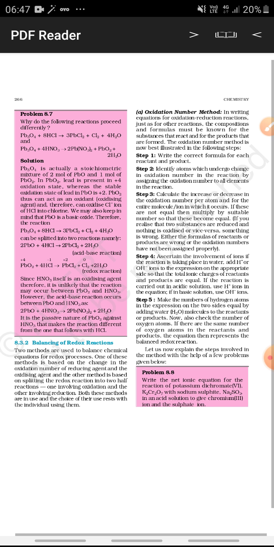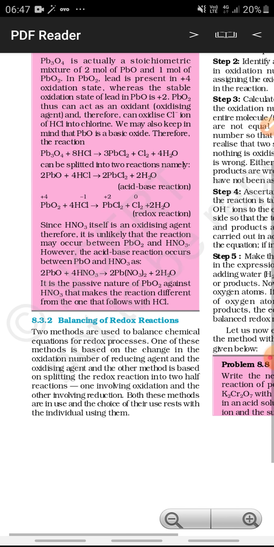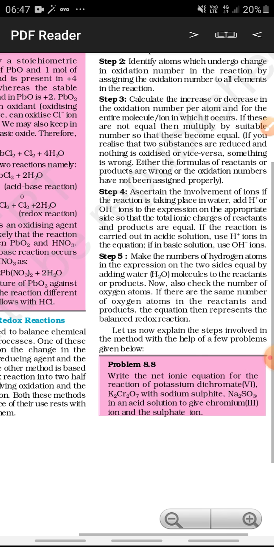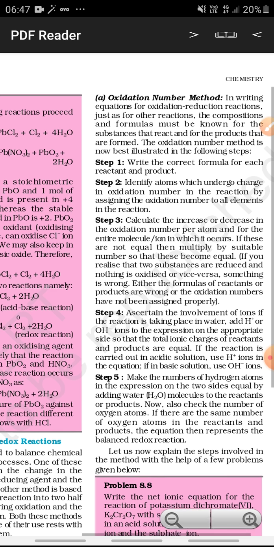Now the redox reaction balancing can be done by two different methods. One method is based on the change in oxidation number of the reducing agent and oxidizing agent, and the other is based on the splitting of the redox reaction into two halves. Both these methods are in use. First of all, we are starting with the oxidation number method.